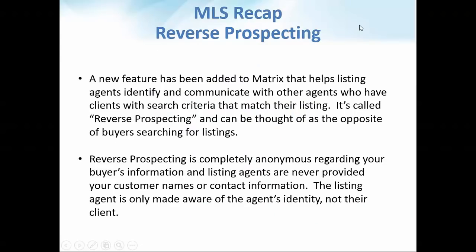So going over an MLS recap of features that we've recently released, we rolled out reverse prospecting in September of last year. It's a new feature that was added to Matrix to help listing agents identify and communicate with other agents who have clients with search criteria that match their listing. It's called reverse prospecting and can be thought of as the opposite of buyers searching for listings. Reverse prospecting is completely anonymous regarding your buyer's information, and listing agents are never provided your customer names or contact information. The listing agent is only made aware of the agent's identity, not their client.